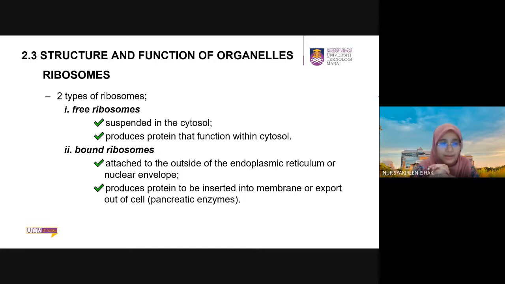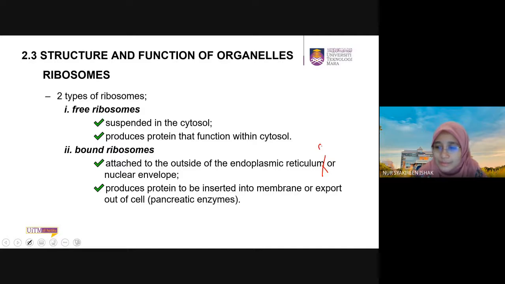Okay, so next, two types of ribosome. You have free ribosomes and you have bound ribosomes. Free ribosomes are suspended in the cytosol and produce protein that functions within the cell. For example, bacterial cells only have free ribosomes. Eukaryotic cells have both free and bound ribosomes. Bound ribosomes are attached to the outside of the endoplasmic reticulum or the nuclear envelope.